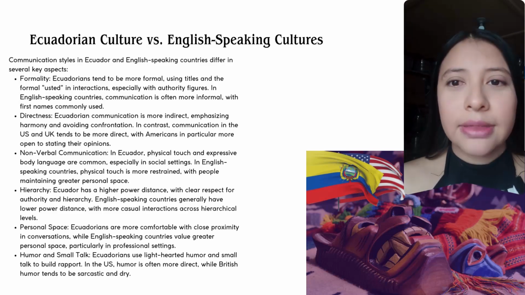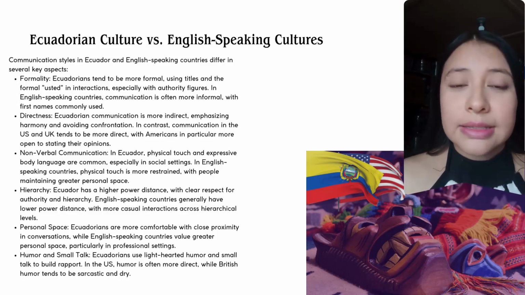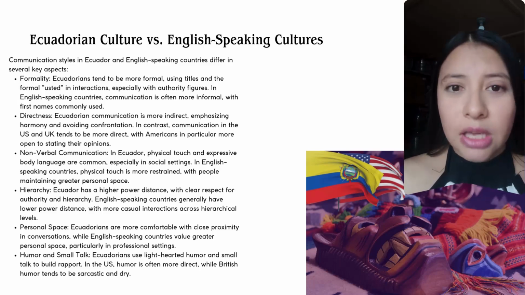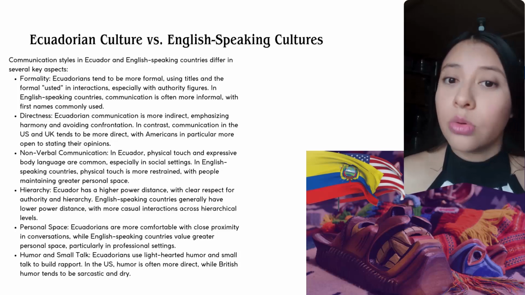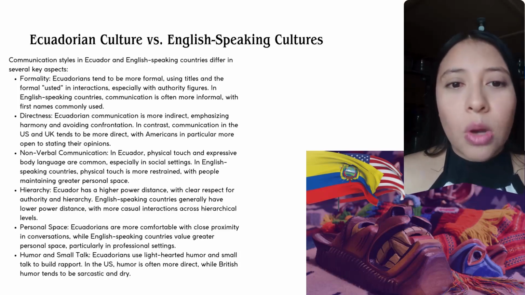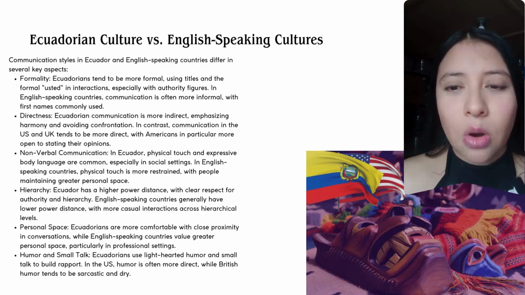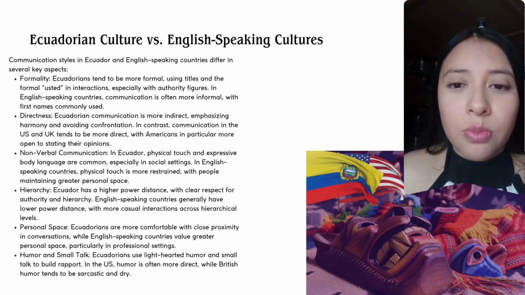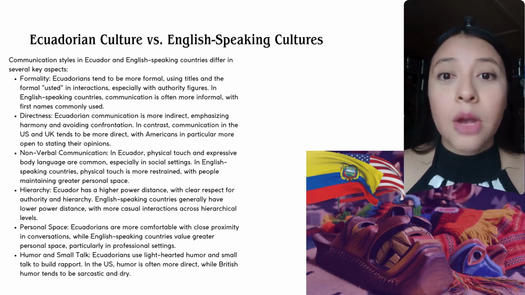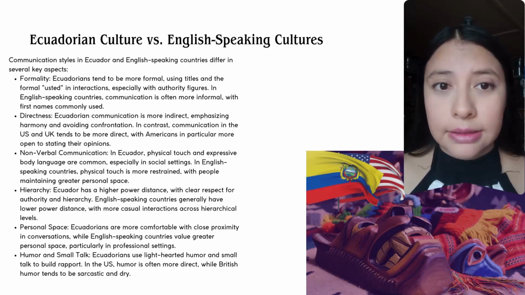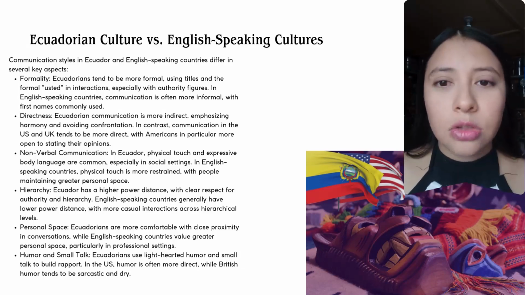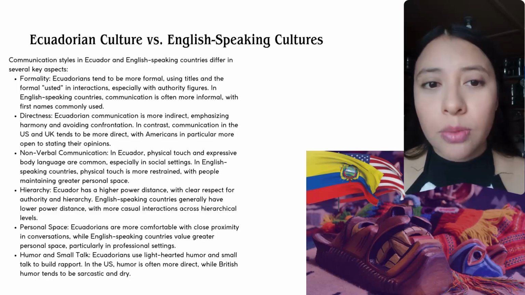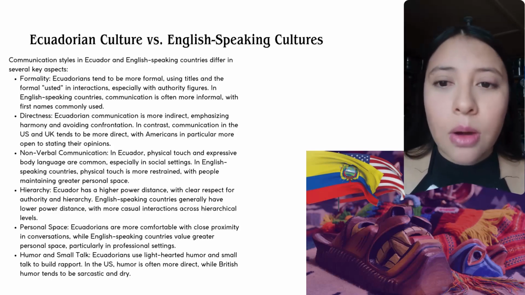Communication styles in Ecuador and English-speaking countries differ in several key aspects. Formality: Ecuadorians tend to be more formal, using titles and the formal "usted" in interactions, especially with authority figures. In English-speaking countries, communication is often more informal, with first names commonly used. Directness: Ecuadorian communication is more indirect, emphasizing harmony and avoiding confrontation. In contrast, communication in the USA and UK tends to be more direct, with Americans in particular more open to stating their opinions.